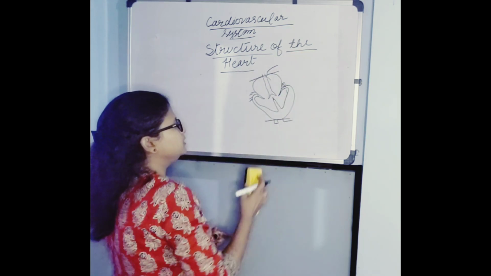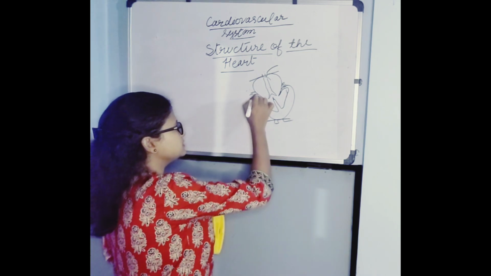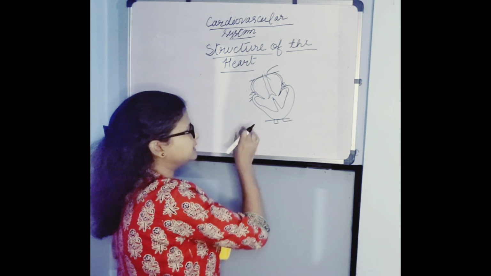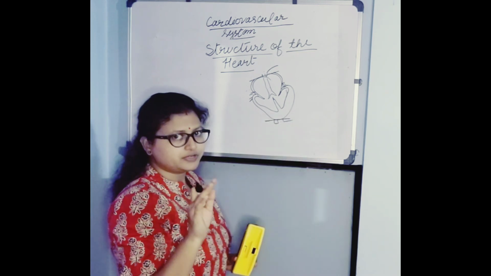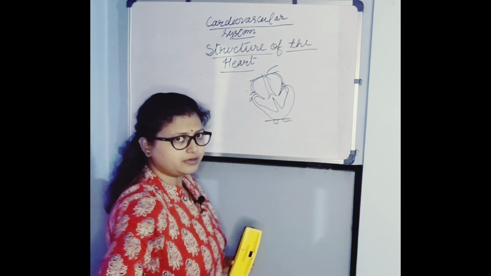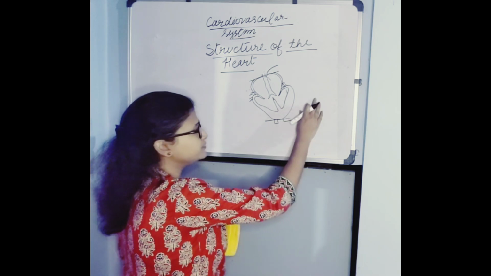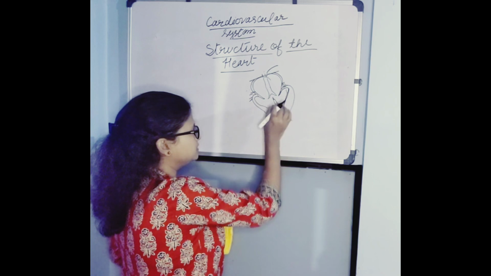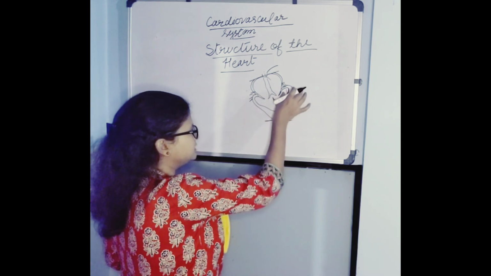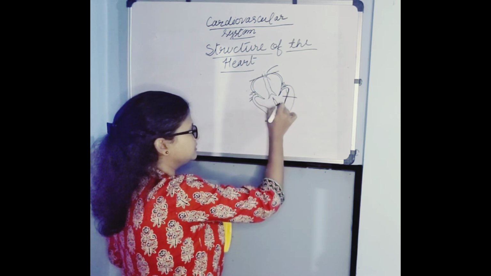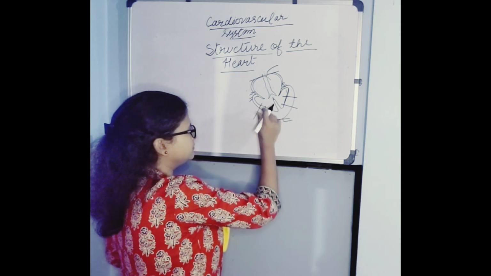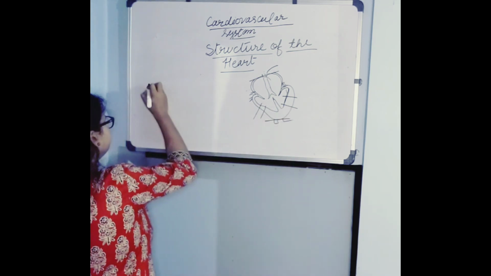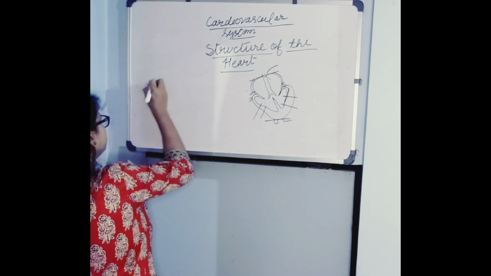Okay, now the wall of the heart. This is the wall of the heart, right? This wall of the heart consists of 3 layers of tissue. Okay, how is it made up? It is made up of 3 layers of tissue. This wall, this part, okay, is made up of 3 layers of tissue.